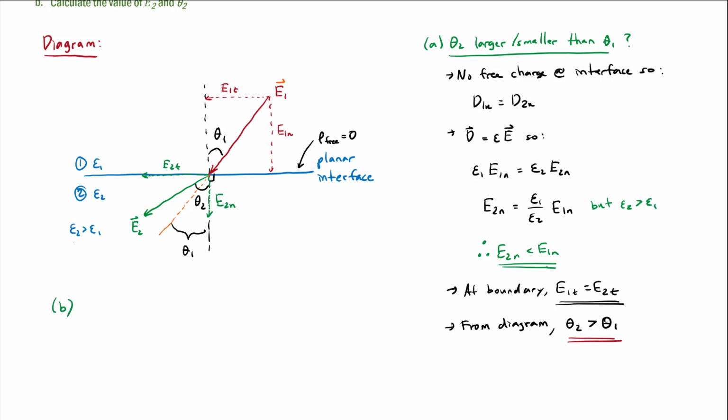Now part B is asking us to calculate the value of E2 and theta 2. So we need to find E2 and theta 2.